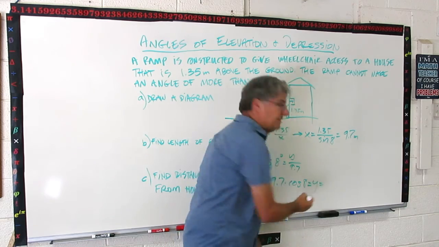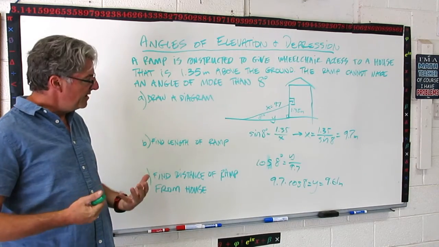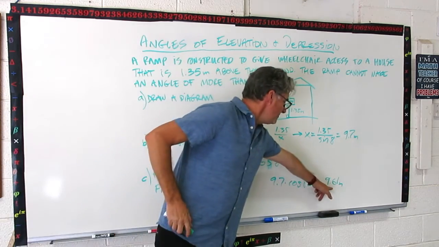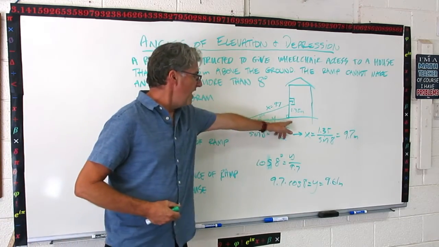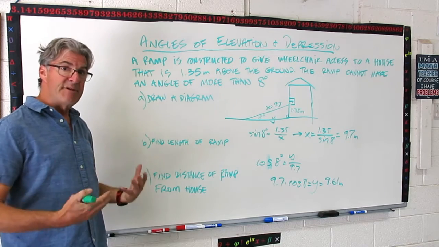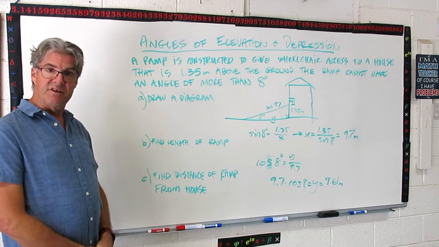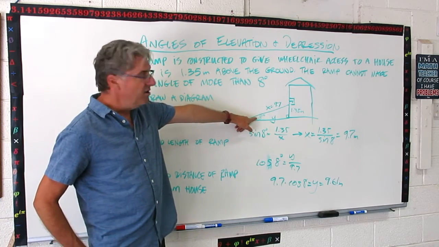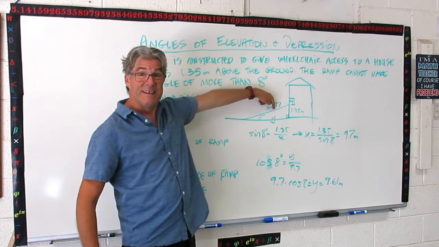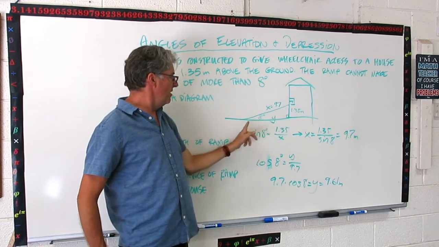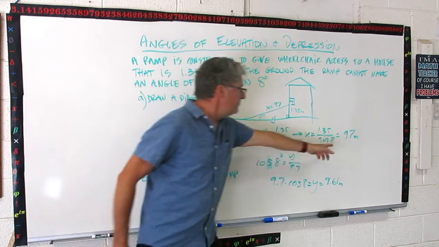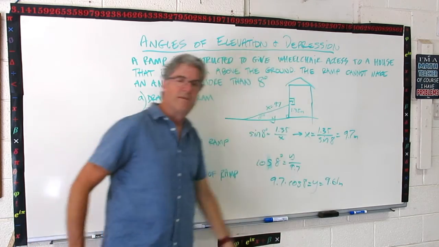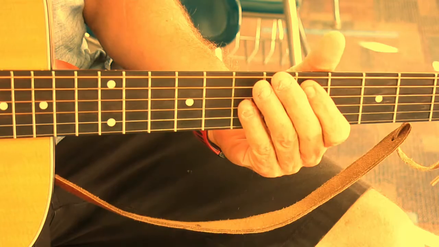Let's figure that out. Okay, I punched in my numbers. I did all my math, I got 9.61 for the distance of the ramp to the house. Now let's take a look. Does that make sense? In fact, it does. This is a pretty small angle, so that means the ramp is only going to be a little bit longer than the distance from here to here along the ground. And that's true. We got 9.7 for the ramp, 9.61 for the distance along the ground.